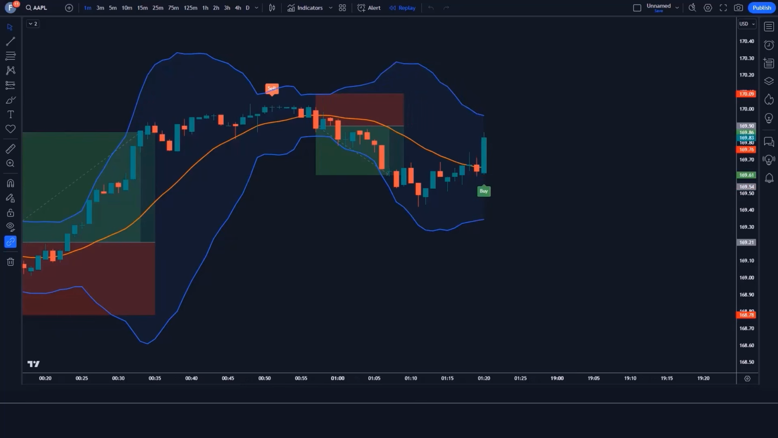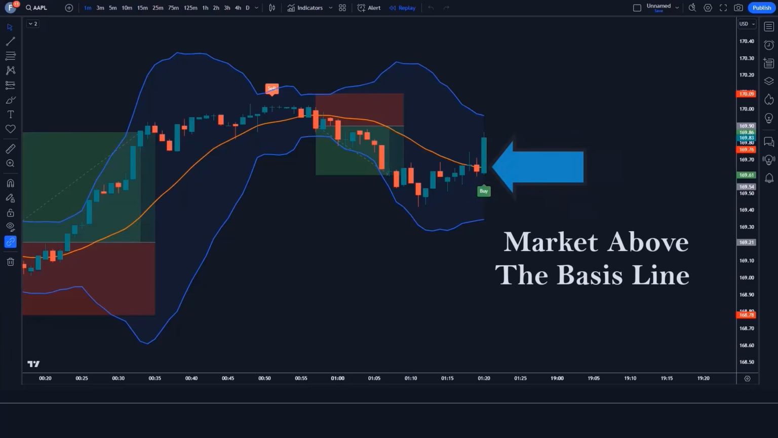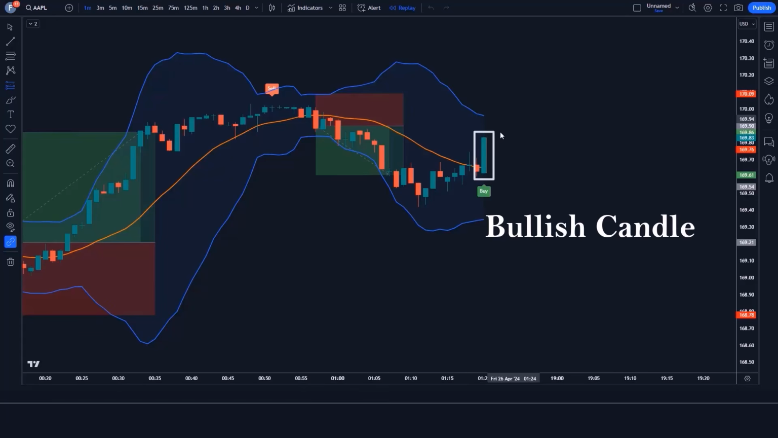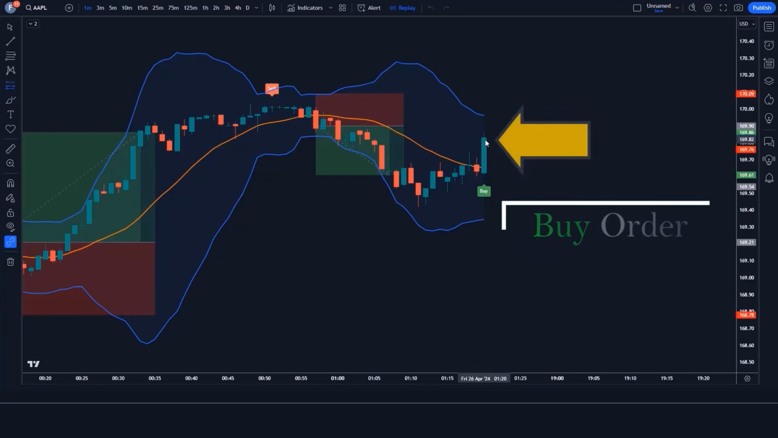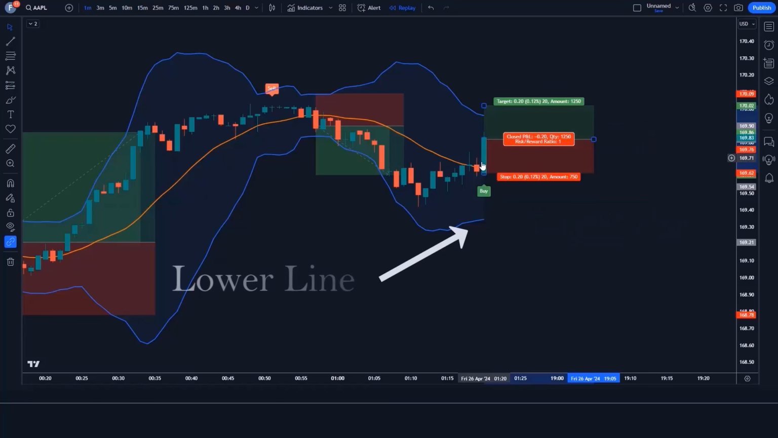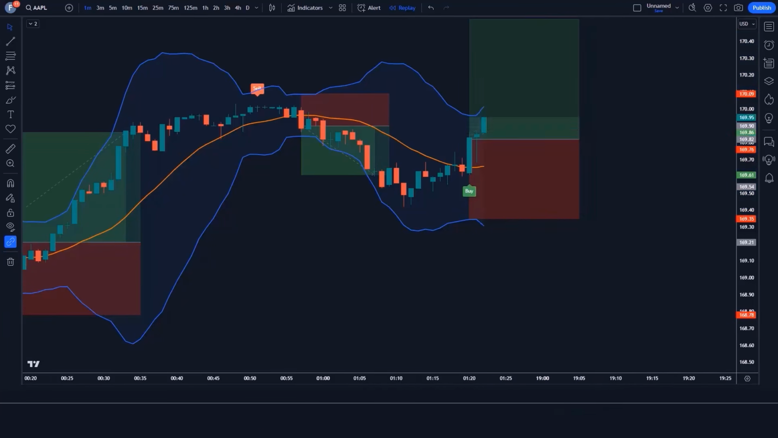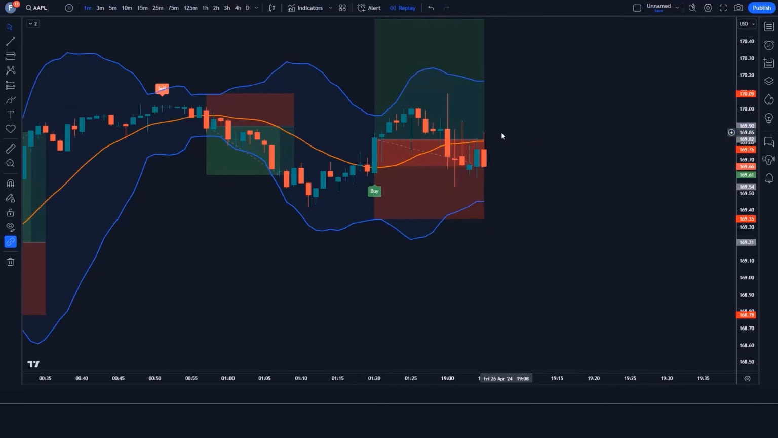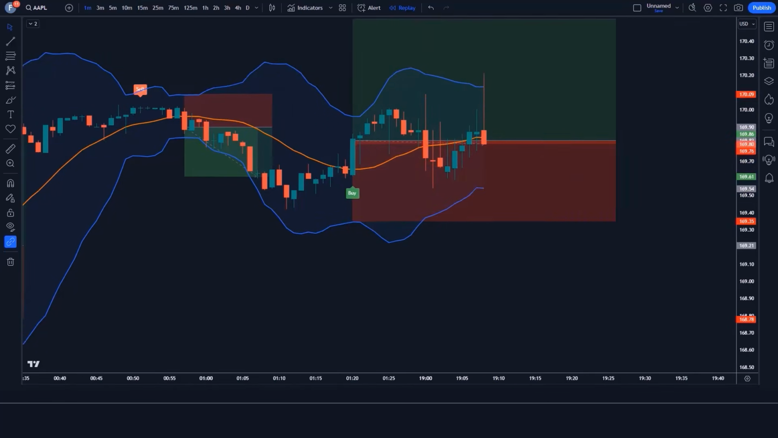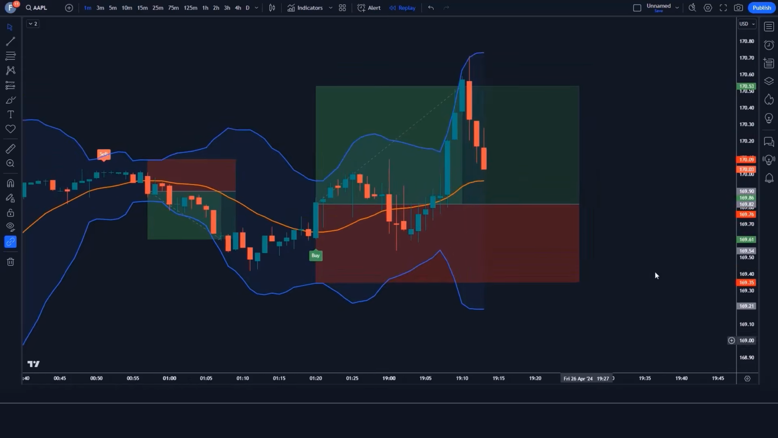We have got the signal. Here the MACD ADX indicator gives us a buy signal. Here the market is above the scalper basis line. Here the market has made a bullish candle to give confirmation. So all our conditions are being fulfilled, so we are placing an order to buy. Our stop loss is to be placed below the scalper blue line. And the risk to reward ratio will be 1:1.5. Let's see what happens to our trade. We have won the trade. Let's find the next trade.